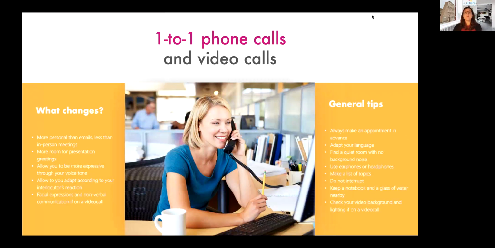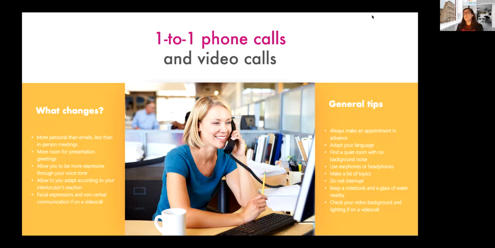What's the difference when you're planning a one-to-one call compared to emails? I feel they are a little bit more personal. For sure, you have this extra opportunity of expressing yourself because your voice is heard. So that really gives some extra cues on your reaction. Most of us were saying that with online communication, I don't know the reaction of the person on the other side. This helps a bit.